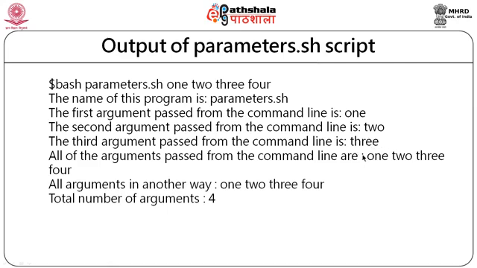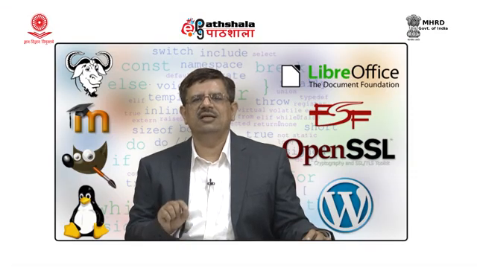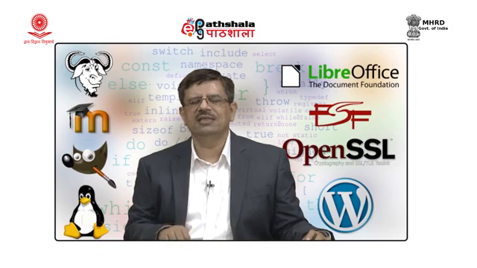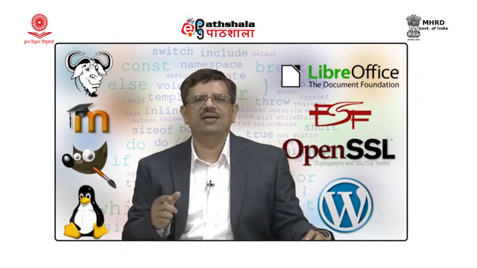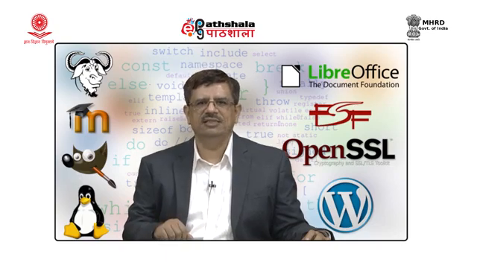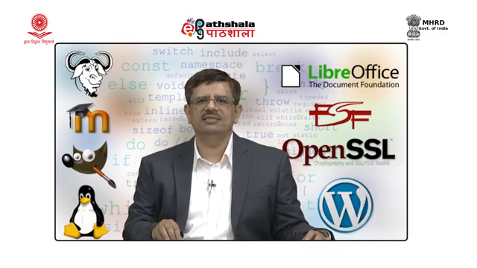Now, when I say $* or $@, it will display all these parameters 1, 2, 3, 4, that is $1, $2, $3, $4. If I want to display each and every parameter that was passed at command line, I can use $@ or $*. And finally, you can see $# indicates the number of parameters that were passed to the script. So, this is how we can pass command line parameters to the shell script.